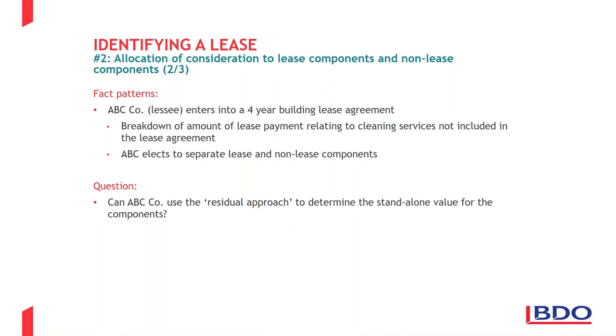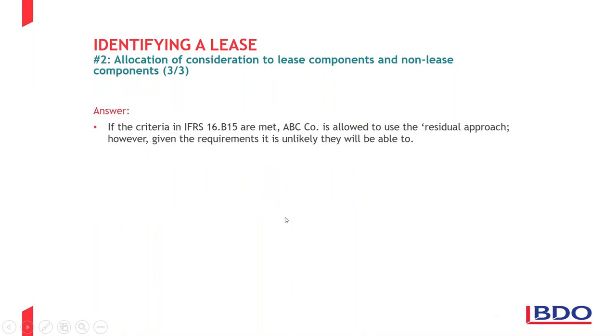ABC decides that they want to separate the lease and the non-lease components. They could have used the practical expedient to keep it together, but then they would have been forced to book a right of use asset and lease liability for the whole amount. Now, the question is, can ABC use the residual approach to determine the standalone value for the components? So if I just pay $1,000 a month, how do I know what part is for cleaning services? And the answer here is, if the criteria that we've just discussed in IFRS 16 paragraph B15 are met, ABC is allowed to use the residual approach.